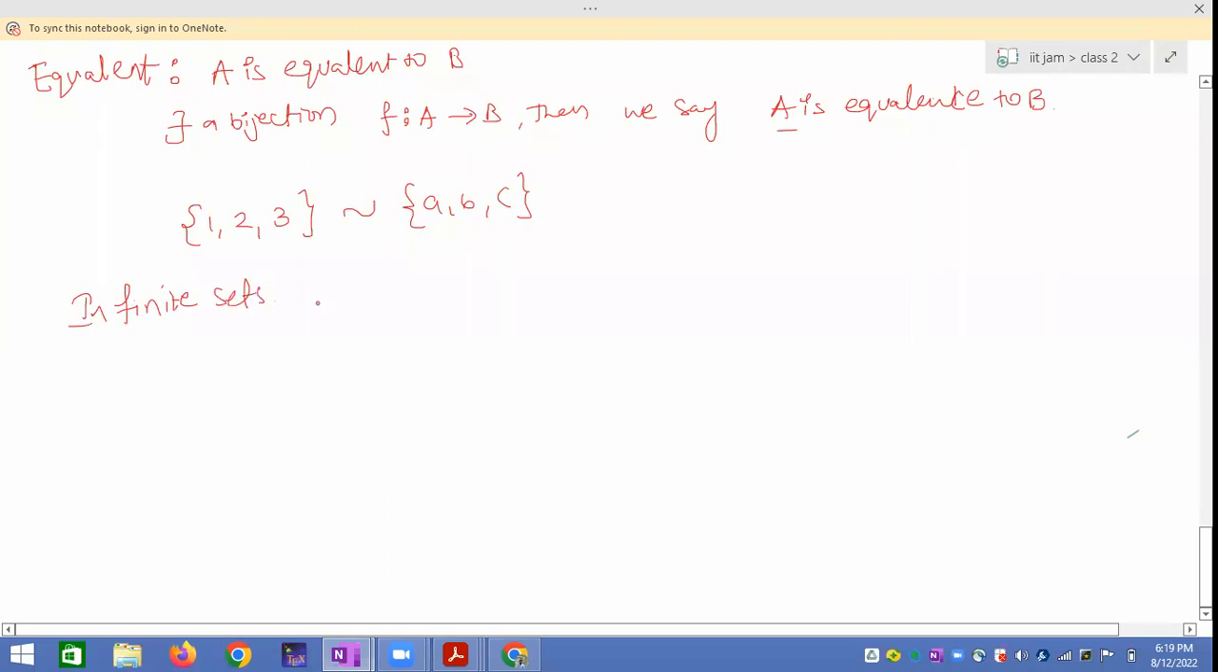In finite sets, the number of elements in A equal to the number of elements in B implies A is equivalent to B. When A is equivalent to B, the number of elements in A and in B are equal. This is for finite sets. But what about infinite sets?